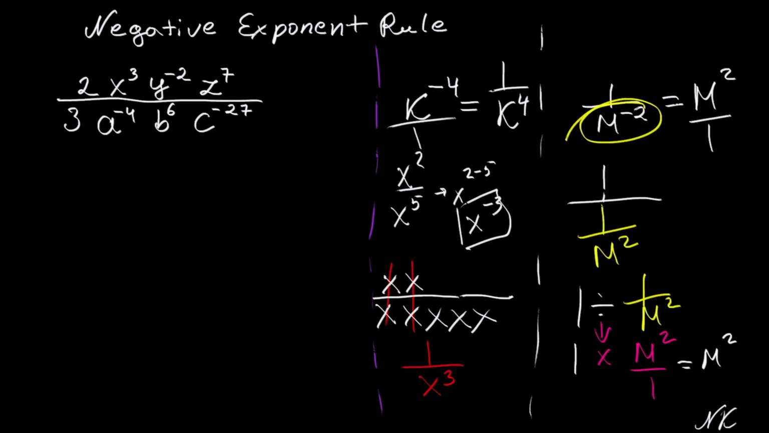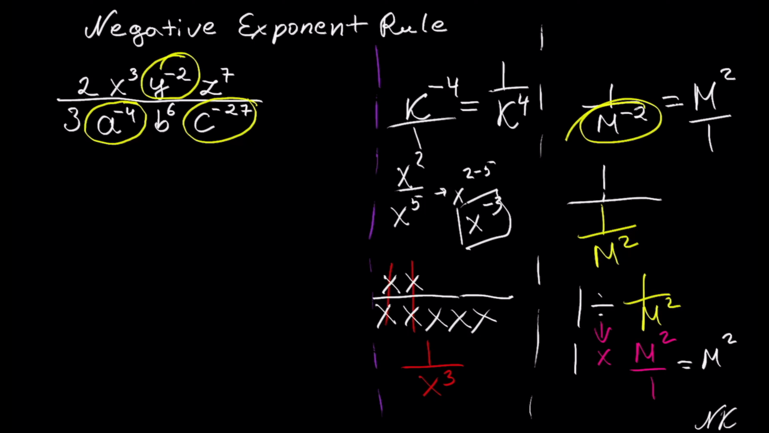Here we have a fraction of 2x to the third, y to the negative second, z to the seventh, divided by 3, a to the negative fourth, b to the sixth, c to the negative 27. And a very easy way of simplifying this fraction is to look for negative exponents. So in numerator we have y to the negative second that has negative exponent. In denominator we have a to the negative fourth and c to the negative 27th. And these exponents will become positive if you move them across the division sign.